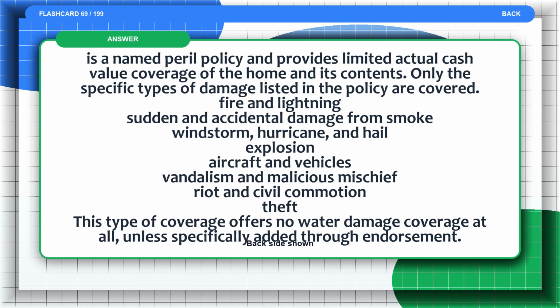The answer is a named peril policy and provides limited actual cash value coverage of the home and its contents. Only the specific types of damage listed in the policy are covered: fire and lightning, sudden and accidental damage from smoke, windstorm, hurricane, and hail, explosion, aircraft, and vehicles, vandalism and malicious mischief, riot and civil commotion, theft. This type of coverage offers no water damage coverage at all, unless specifically added through endorsement.